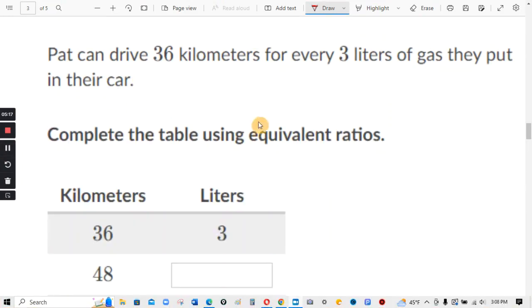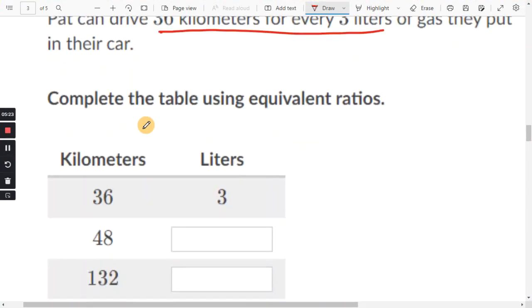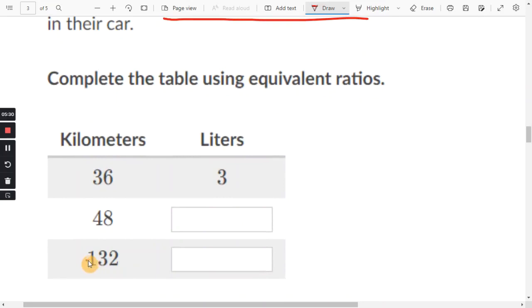Okay, Pat can drive 36 kilometers for every 3 liters of gas. Complete the table. All right, so if he does 36 kilometers and it takes 3 liters, we'll just do one number on the table here. How many liters does it take for 48? Well, this you might be able to do in your head, possibly, but if not, you want to set up a ratio. One fraction is for kilometers, and the other fraction is for liters.